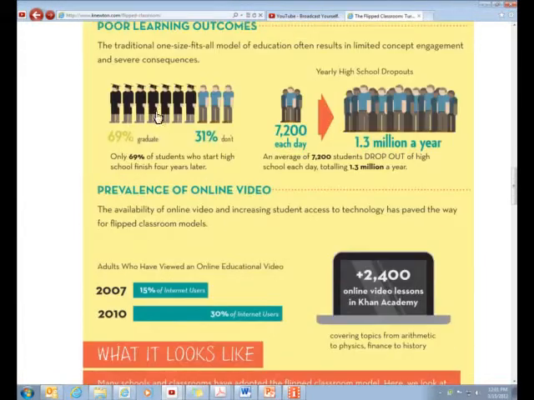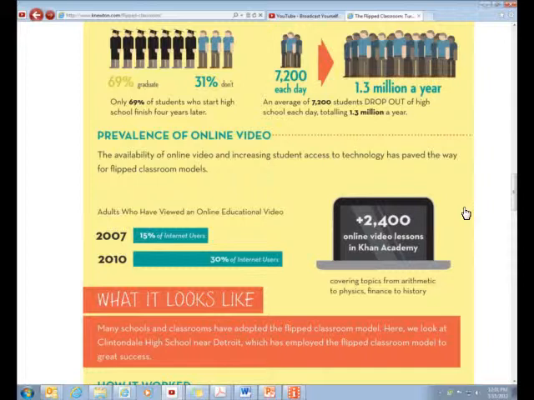And here in this graphic we see that nearly 7 out of 10 people who start high school don't finish it. This 31% is a group of learners that we deal with pretty consistently here at OSU OKC. There are approximately 7,200 high school dropouts every day, 1.3 million high school dropouts every year. Online video is really picking up a lot of steam, and as of 2010, 30% of internet users had accessed at least one online video. There are over 2,400 online educational videos at the Khan Academy.